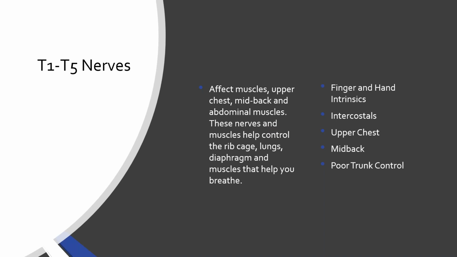So going straight through the T1 through T5 nerves, they affect your upper chest, mid back, and some of the abdominal muscles. The nerves and muscles help control your rib cage, lungs, diaphragm, and all the muscles that help you breathe. Your fingers, your hand intrinsics, your intercostals, upper chest, mid back, and you will have poor trunk control. So think about that when you think about a patient.